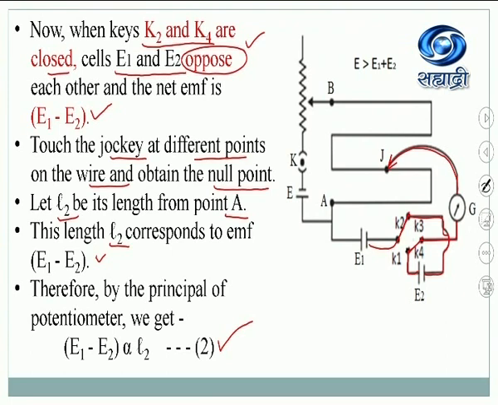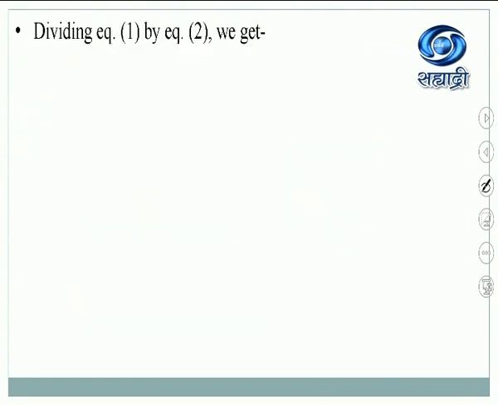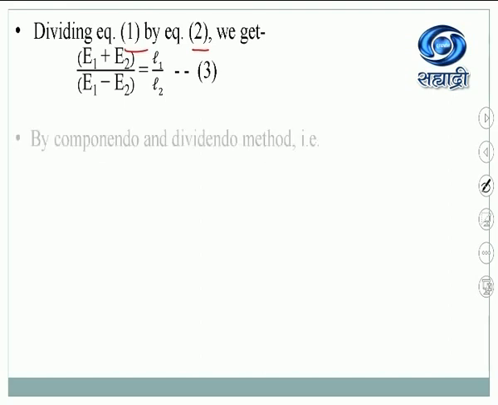First equation, what we have? E1 plus E2 proportional to L1. Second, we got E1 minus E2 proportional to L2. Dividing equation 1 by 2, what do we get? E1 plus E2 upon E1 minus E2 equal to L1 upon L2. The constant of proportionality is the same for both, which is the potential gradient, potential per unit length.